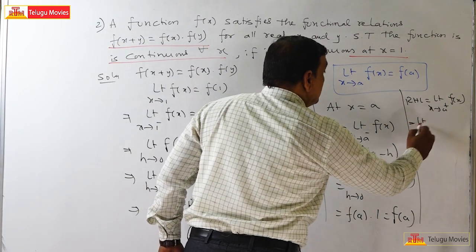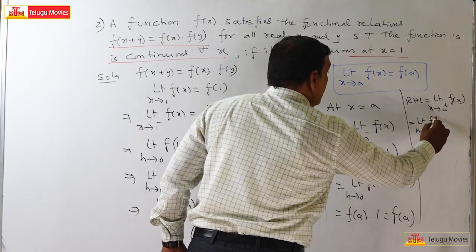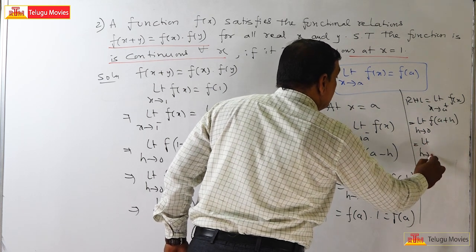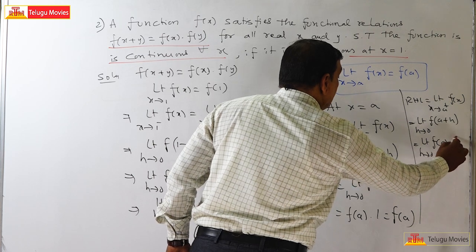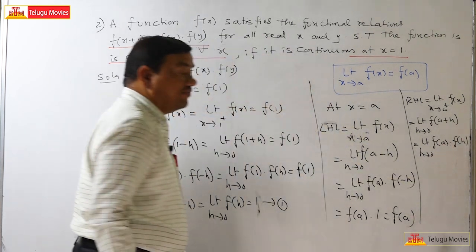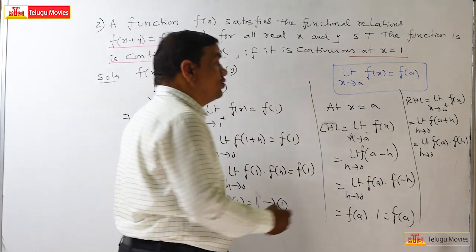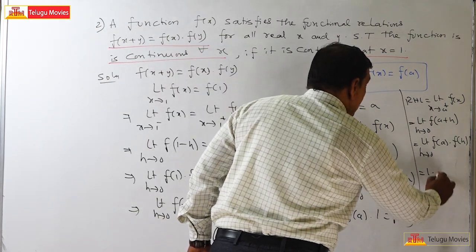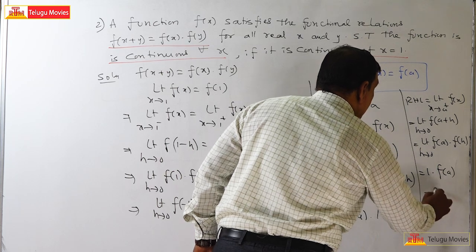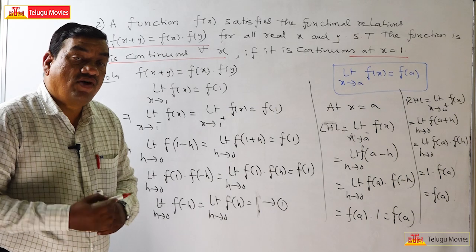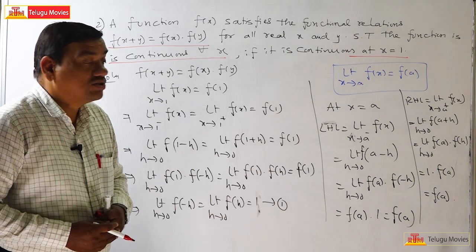So, we will continue like this. Limit h tends to 0, f of a plus h, which is limit h tends to 0, f of a into f of h. f of a is a constant. Limit h tends to 0, f of h value is equal to 1. So, this is equal to 1 into f of a, which is f of a. So, LHL value is f of a. Right hand side limit is also f of a.